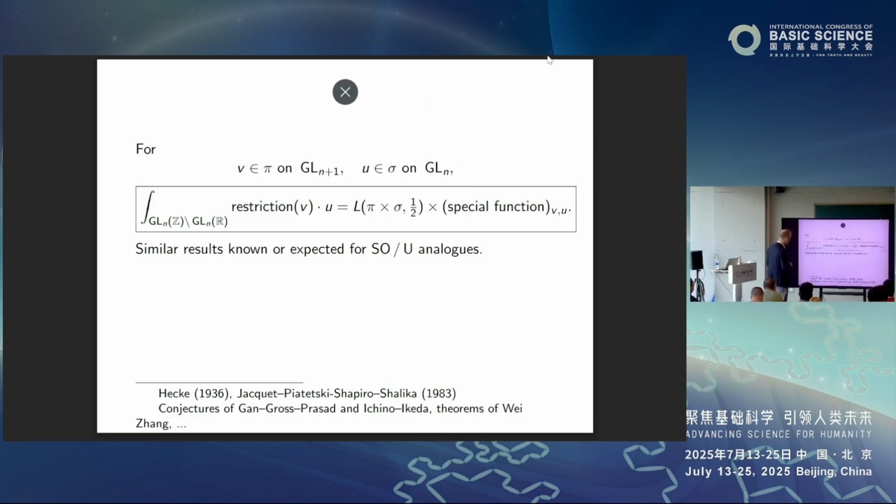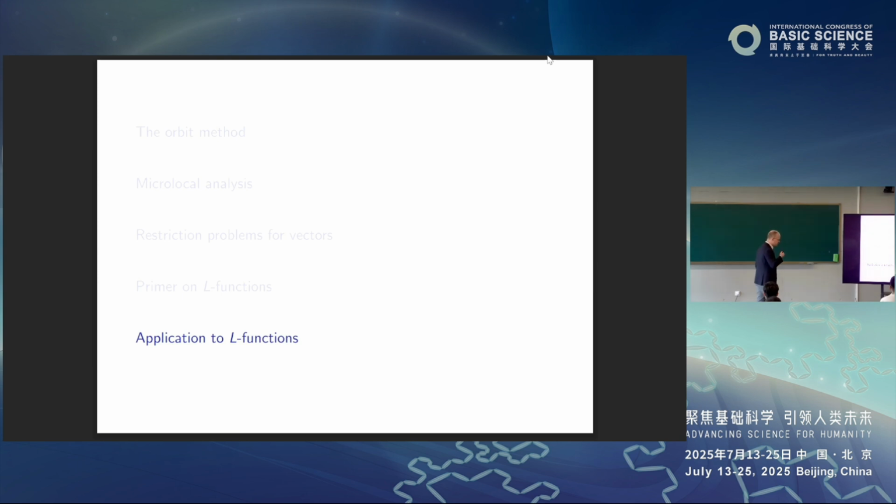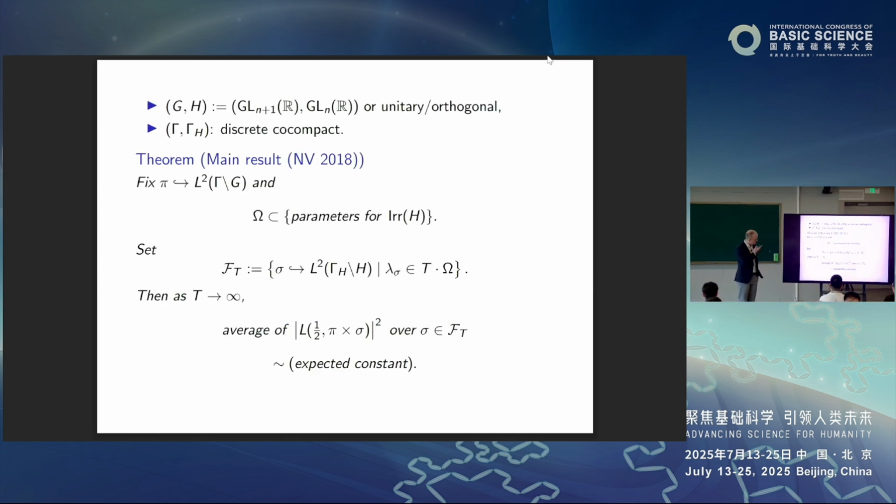So, there are similar examples either expected or conjectured for any strong Gelfand pair, replacing GL with SO or U in this picture. Okay, now what do we actually do in the paper that was cited yesterday? So here's our main result in a nutshell.